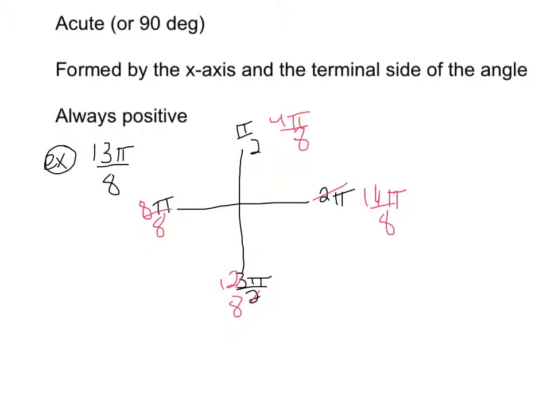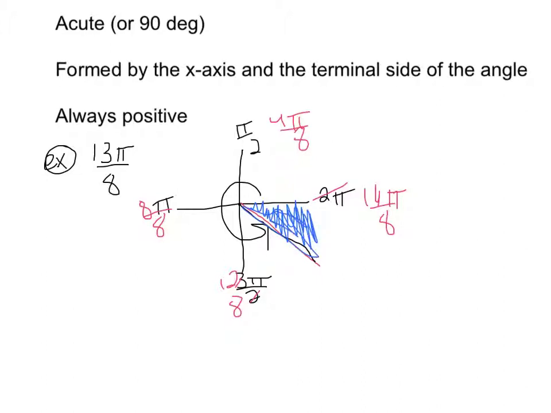Again, these are just my common denominators, so I can figure out which side 13 pi over 8 is closest to. I know 13 pi over 8 has to be bigger than 8 pi over 8, and it's bigger than 12 pi over 8. So 13 pi over 8 is in between 12 and 16, which means my terminal side is going to be in quadrant 4. So that means my angle, 13 pi over 8, would be right here. So for the reference angle, I'm looking for this in-between spot here.